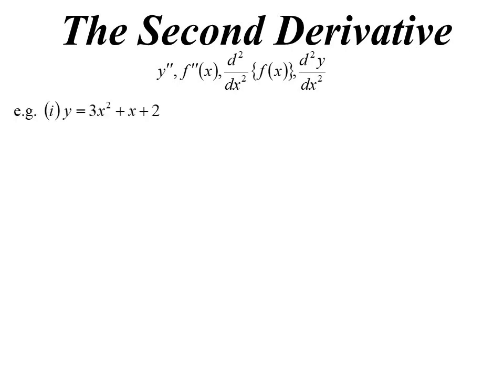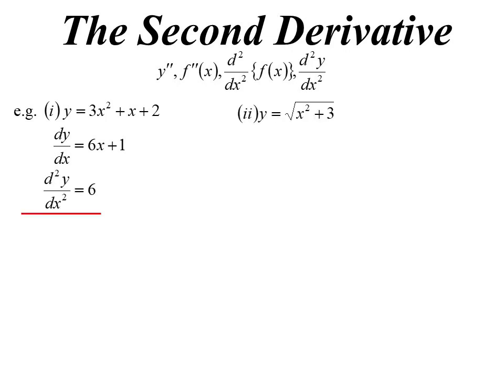How do we do it? Well, as the name suggests, it's the second derivative. So it's what you get when you differentiate twice, for the second time. So 3x squared plus x plus 2, differentiate it once, we'd get 6x plus 1, that's the first derivative. Second derivative, do it again, we get 6.